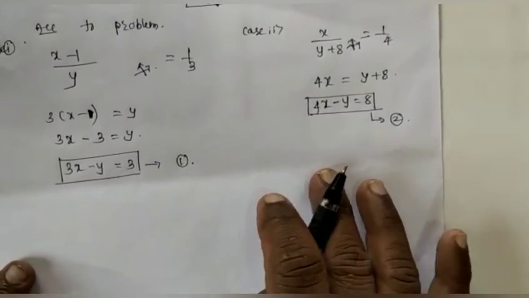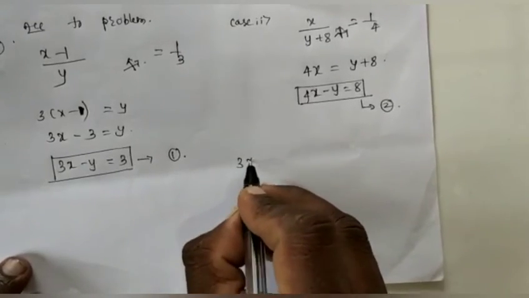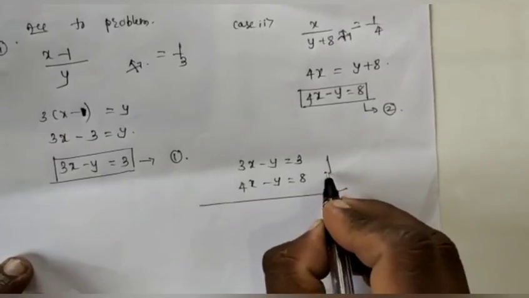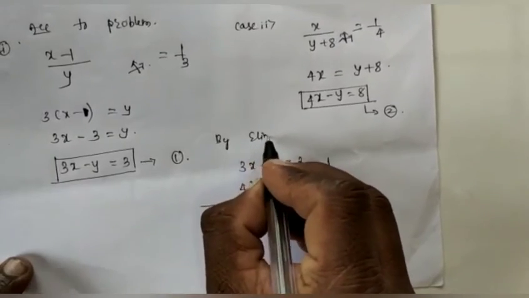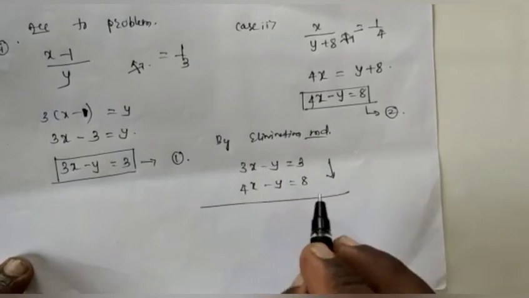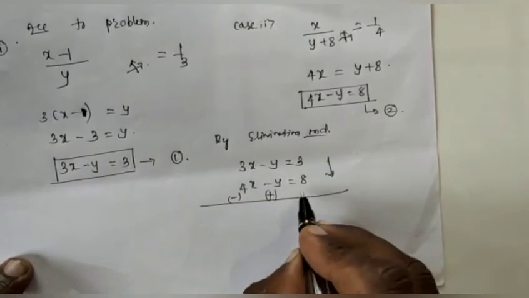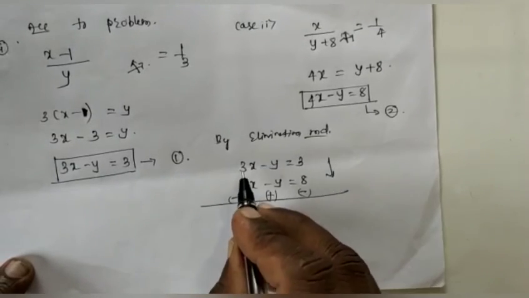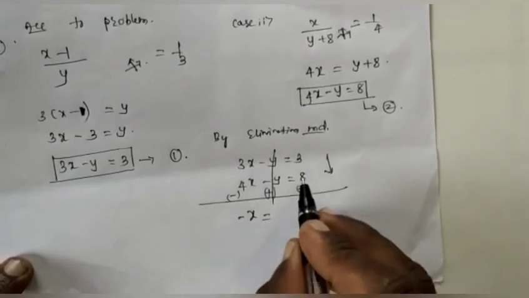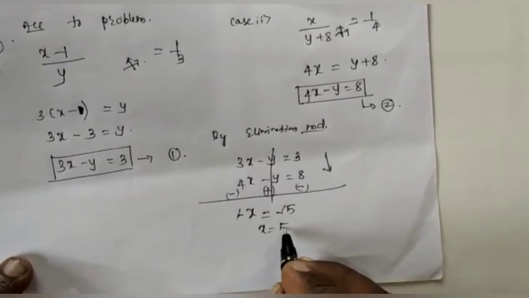Now by the elimination method, comparing these two equations: 3x minus y equals 3 and 4x minus y equals 8. Taking the opposite signs, minus becomes plus and plus becomes minus. Subtracting 3x from 4x, we get x, and minus y plus y gets cancelled. Subtracting 3 from 8, we get 5. Therefore x equals 5.